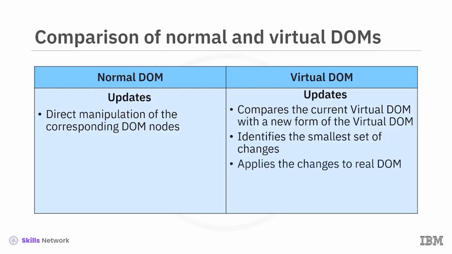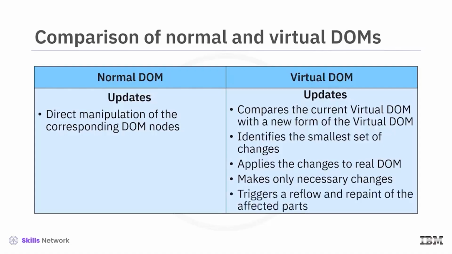These changes are made all at once and then applied to the real DOM, so there are as few transitions and updates as possible. The reconciliation process in React makes sure that only the necessary changes are made to the DOM. This makes it faster and more efficient. Each update triggers a reflow and repaint of the affected parts of the document, which can impact performance, especially in large applications.